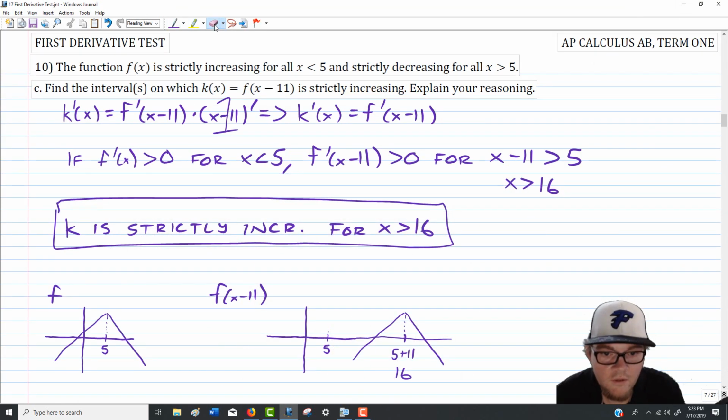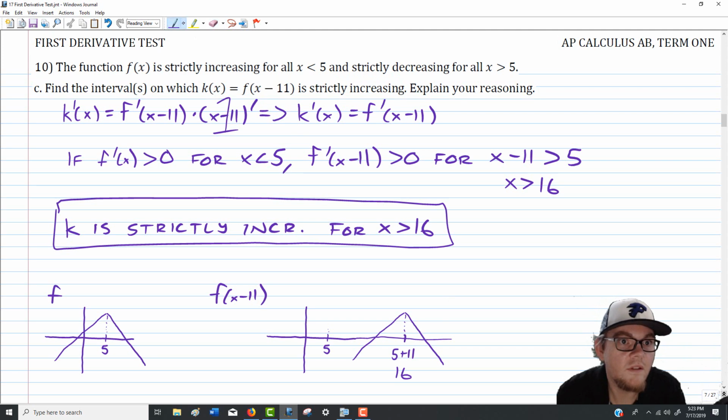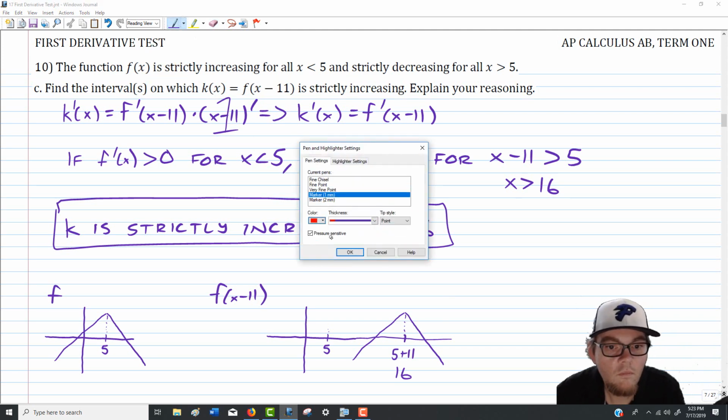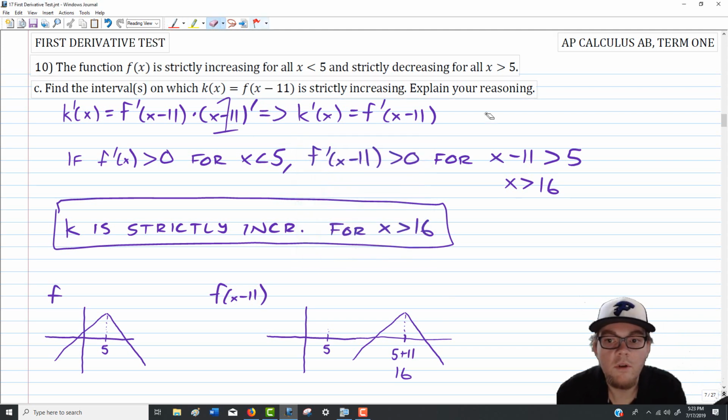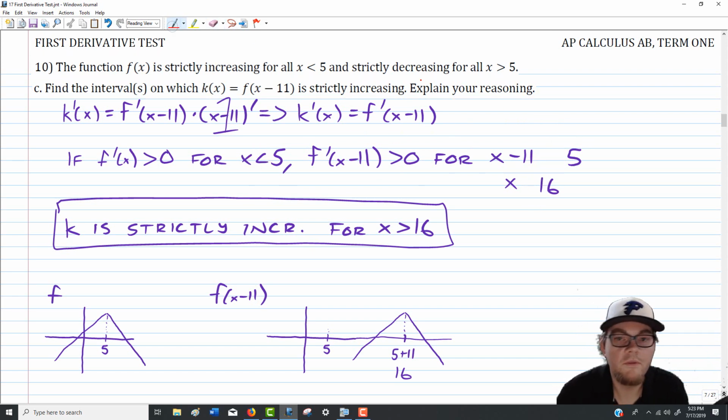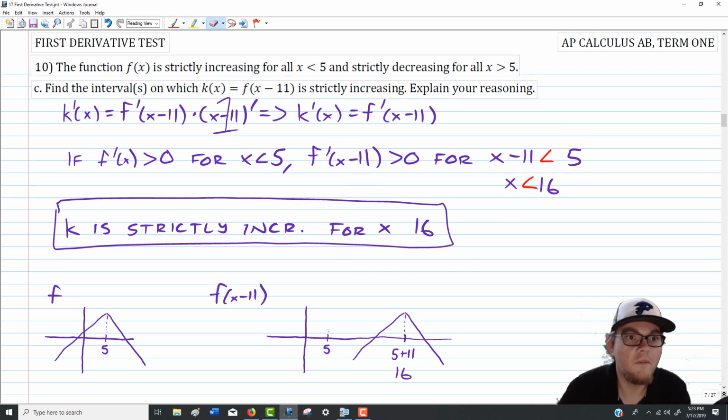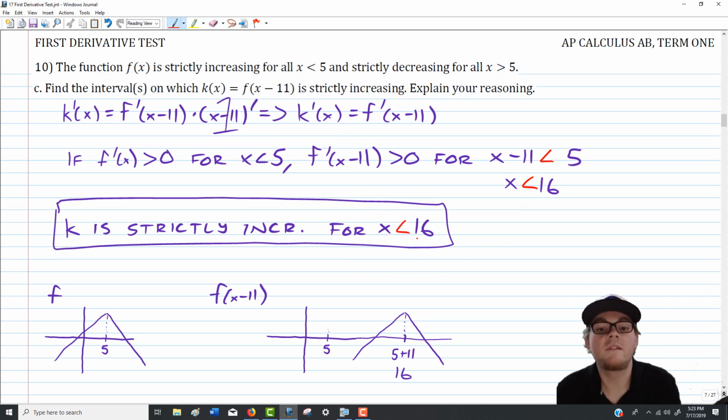So clearly the increasing portion of this, let's fix this. Here, I'll do it this way. Hey, look at that, literally correct sign, incorrect sign. Let's fix this. So these are both supposed to be flipped. X minus 11 less than 5, so x is less than 16. And then right here, quick modification for x values less than 16.